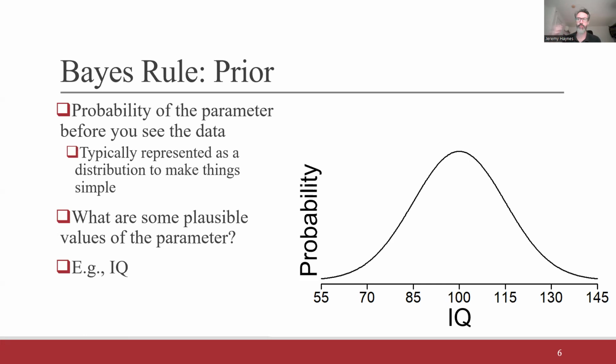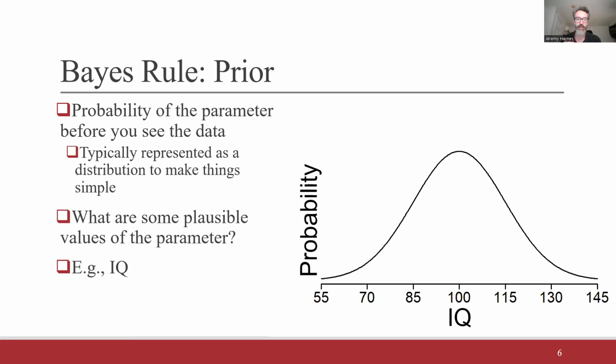And really what we're doing with a prior is we're asking the question, what are some plausible values of this parameter? And that's a pretty reasonable question. Let's take, for example, IQ scores. So we know that with IQ scores, they're normally distributed with a mean of 100 and a standard deviation of 15.